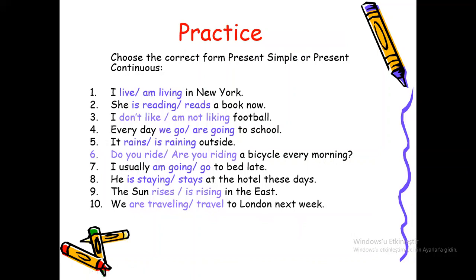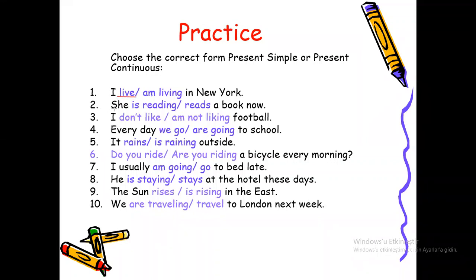Here we have a practice section. We need to choose the correct form, present simple or present continuous. Let's look at the first one. I live in New York or I am living in New York. Can you answer? Can you make a guess? We talked about it because living is a permanent action. We use present simple in this. So let's underline the correct option. I live in New York.